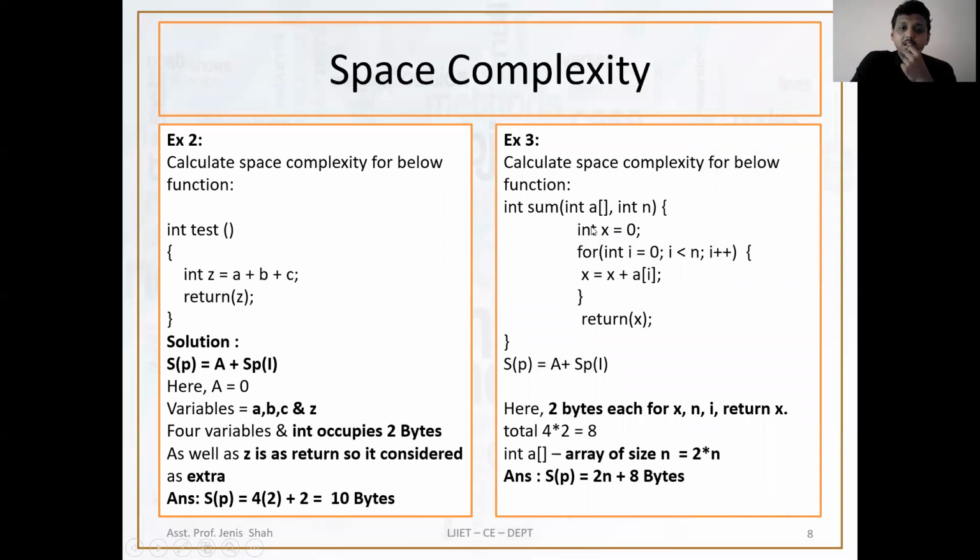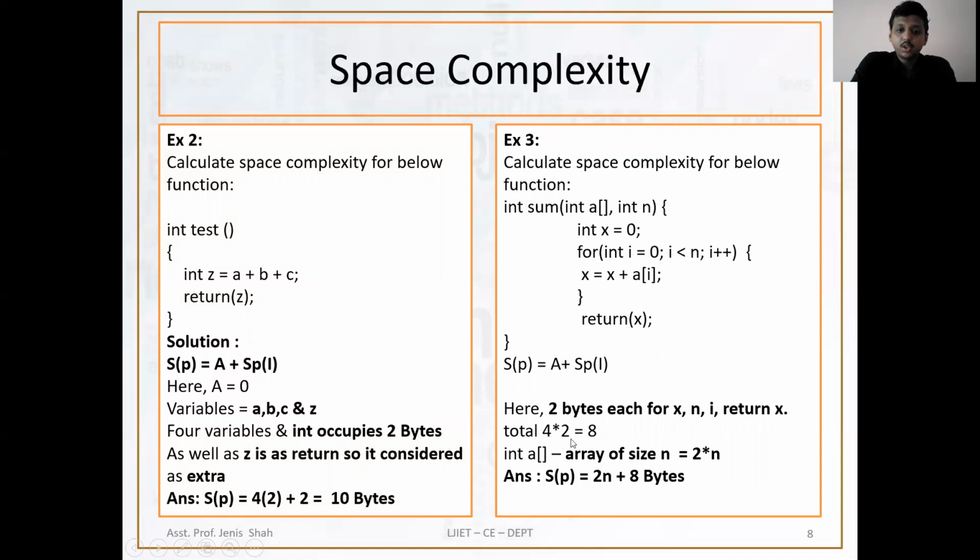Another example: sum of integer array a, integer n. This function will be executed. So how many variables are there? A of n, where the size of A is n.